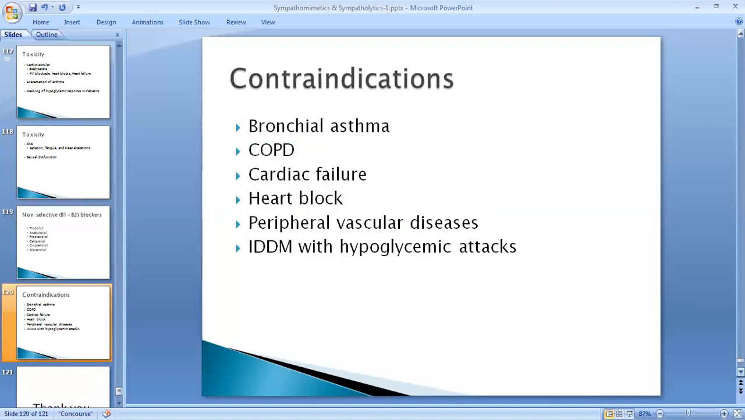Contraindications of beta blockers. The first one is bronchial asthma and COPD, cardiac failure, heart block, and especially along with calcium channel blocker. Peripheral vascular disease like Raynaud phenomena, and IDDM with hyperglycemic state. So beta blockers should not be used in such situations.